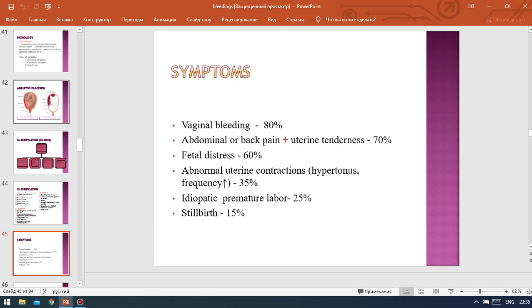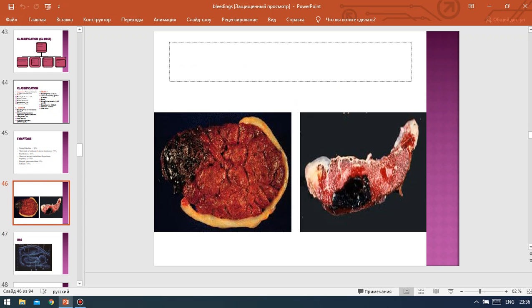It's ischemia of the uterus wall. Symptoms: the first, in 80% of cases, we have vaginal bleeding, abdominal or back pain, and uterine tenderness in 70% of cases, fetal distress 60%, abnormal uterine contractions, hypertonus, frequency, and in 35% of cases discoordination, hypertonus, tetanus of the uterus, and idiopathic premature labor in 25% of cases, and stillbirth in 15% of cases.